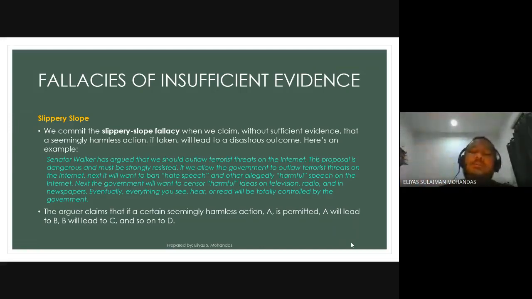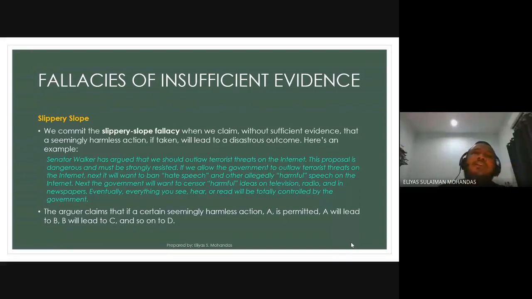If we allow the government to outlaw terrorist threats on the internet, next it will want to ban hate speech and other allegedly harmful speech on the internet. And then next, the government will want to censor harmful ideas on television, radio, and newspapers. So eventually, everything you see, hear, or read will be totally controlled by the government. Wow, what a conclusion, you see. First, it talks about why we should not accept that the government wants to outlaw terrorist threats, because we will end up having everything controlled by the government. What a huge leap from one end to the other end.